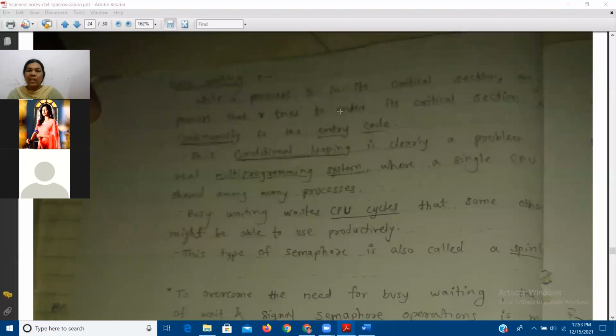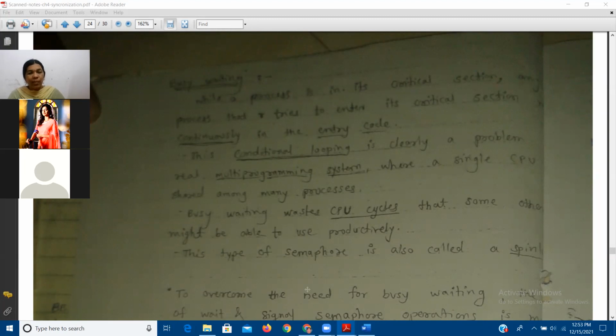So while a process is in its critical section, any other process that tries to enter its critical section may loop continuously in the entry code. This looping is clearly a problem in a real multi-programming system where a single CPU is shared among many processes. Busy waiting wastes CPU cycles that some other process might be able to use productively. Busy in the sense it is running, but it is running in the entry section.